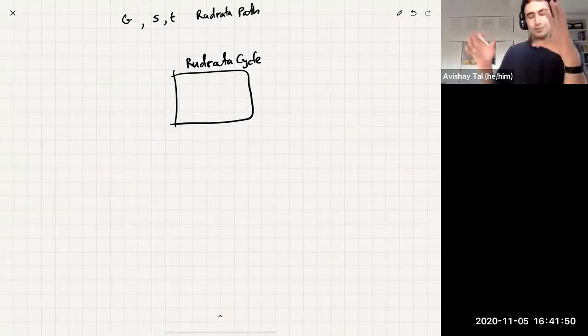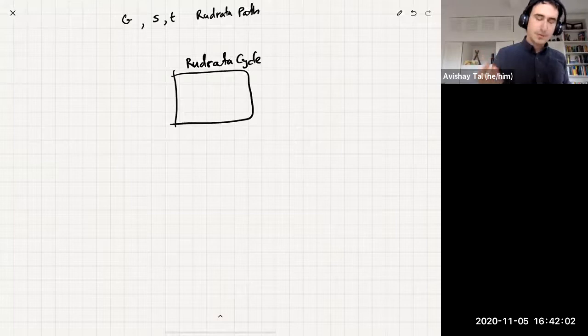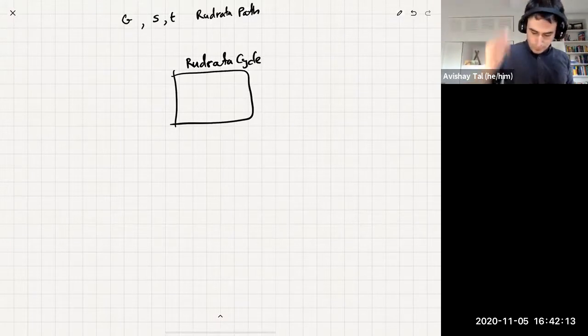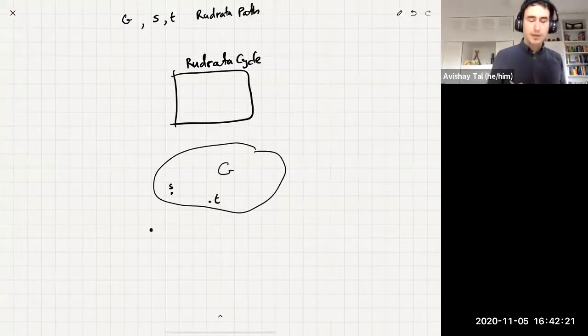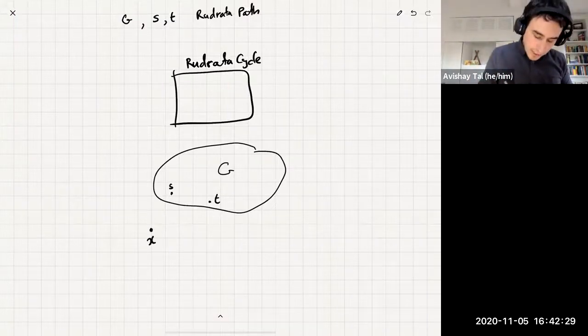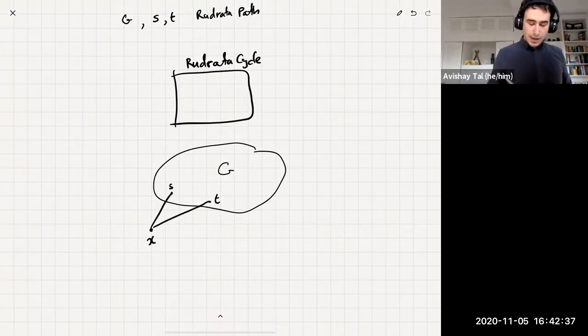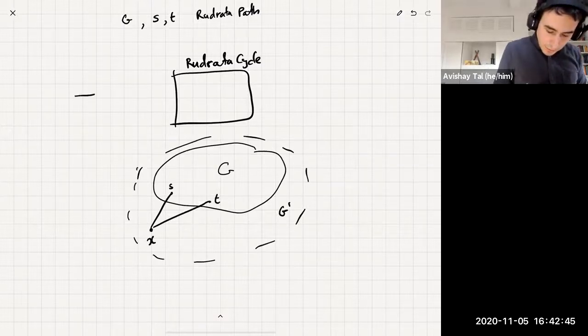How am I going to pre-process this input, which gives me a graph, a source, and a target, into a problem that just asks for a cycle? So what would be the idea? The idea is to take this graph G, that has these vertices S and T, and to add one dummy vertex. Let's call it X. This will be a new vertex that didn't appear in G, and we're going to connect X to both S and T. This is an undirected graph, so these edges don't have any direction. And now this would be my new graph, let's call it G prime.